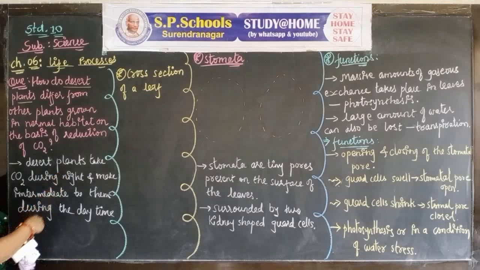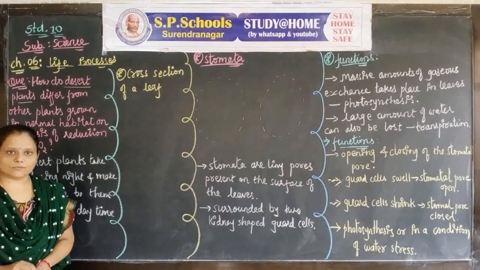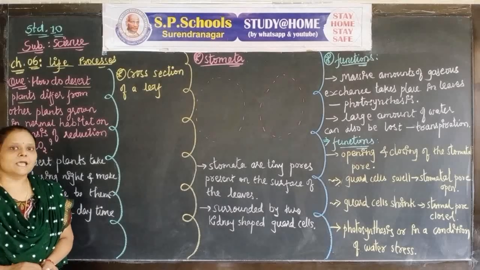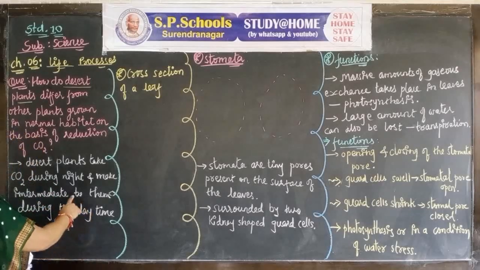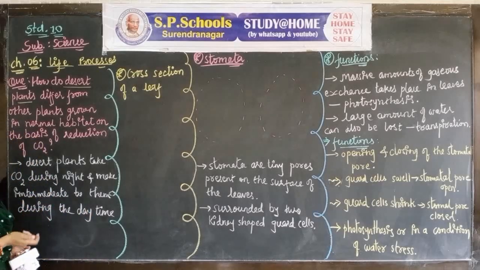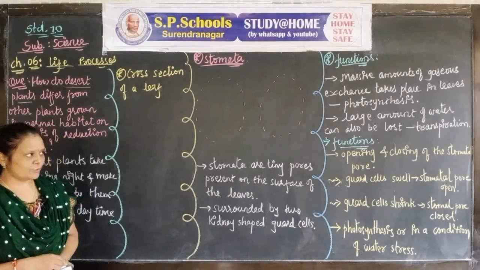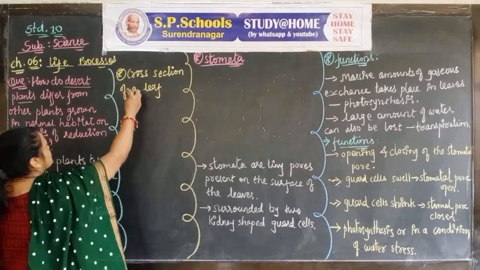A one mark question is here. The desert plants take carbon dioxide during night because in the desert there is a lack of water, as we already know. So the plants make an intermediate, and during daytime they use the carbon dioxide that they have stored. Some one mark questions are also here.